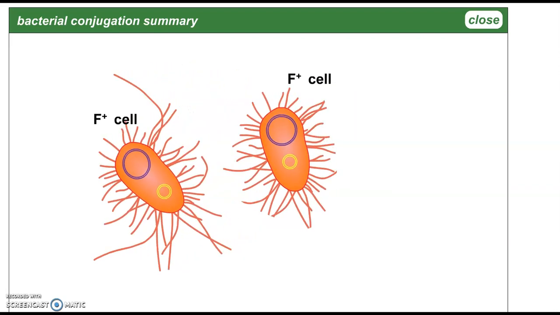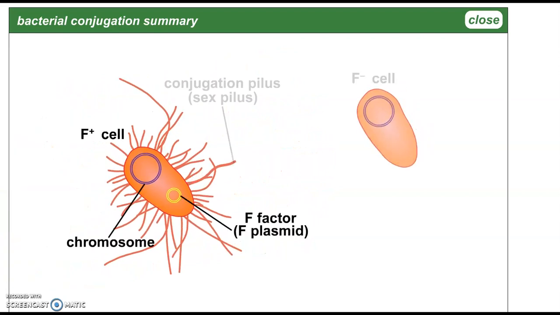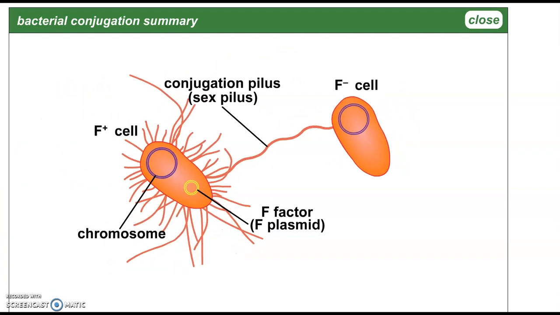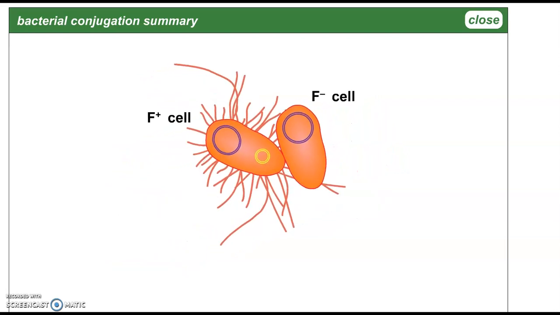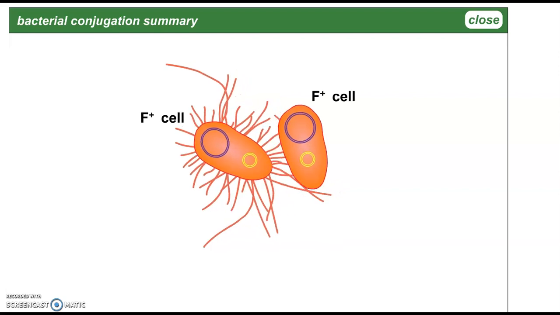cell to another cell. And by doing experiments with F+ and F- cells that are out there, they were able to actually determine it takes about 100 minutes for these bacteria cells to transfer their whole chromosome from one cell to another one.